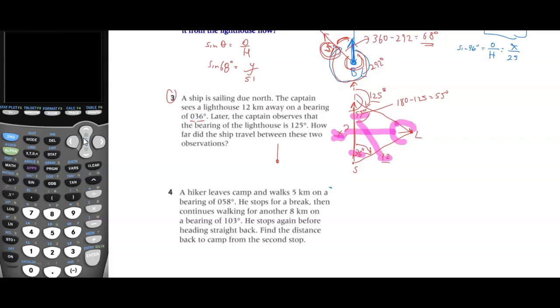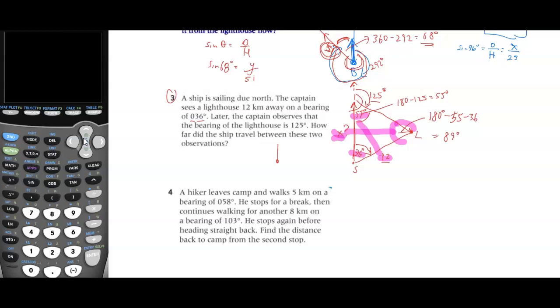But actually, can't we figure out this third angle? Because we know two of the angles are 36 and 55. So we could figure out this angle by doing 180 minus 55 minus 36. That would give us, what is it, 89 degrees? I think. Yeah, it would give us 89 degrees.